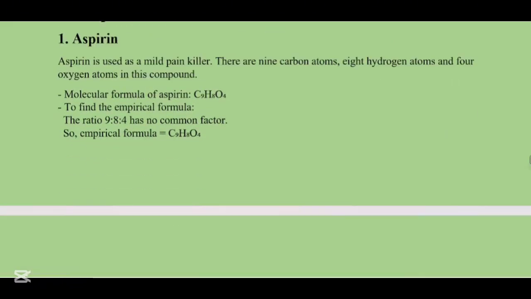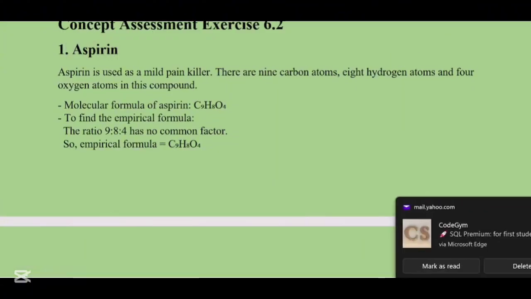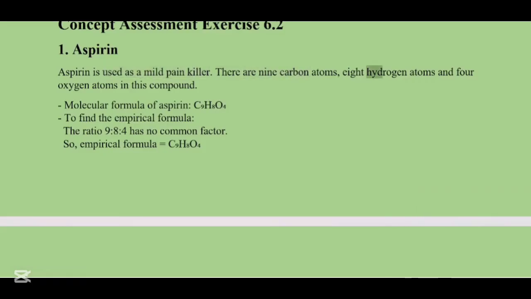Now we have another concept exercise, of aspirin. Aspirin is used as a mild painkiller. There are 9 carbon atoms, 8 hydrogen atoms, and 4 oxygen atoms. This means that C9H8O4 is the molecular formula of aspirin. Now if I want to find the empirical formula, what is the smallest number from these three?